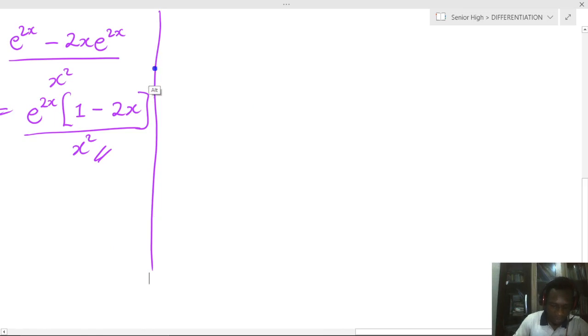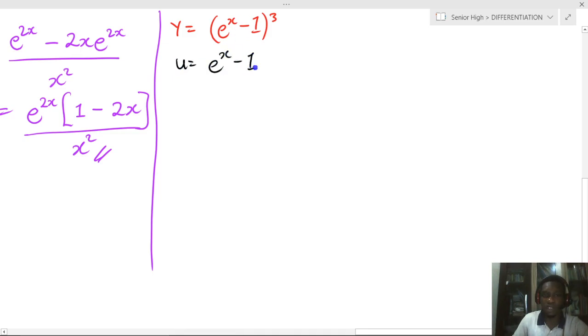So we have this one. If we have our y to be equal to bracket exponential x minus 1 raised to the power of 3. Okay, so again, this is a chain rule, right? This is a chain rule because you're having a function inside another function. So let's break it down. Let our u be equal to the one in the bracket, exponential x minus 1, and let our v be equal to our u raised to the power of 3, because that's how it looks like here, right?